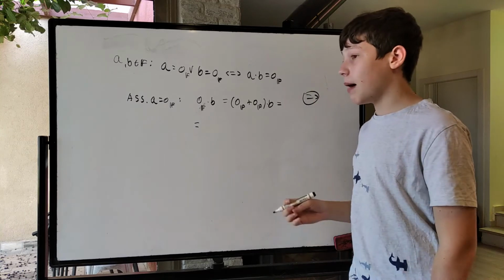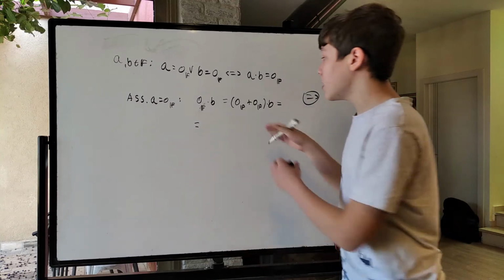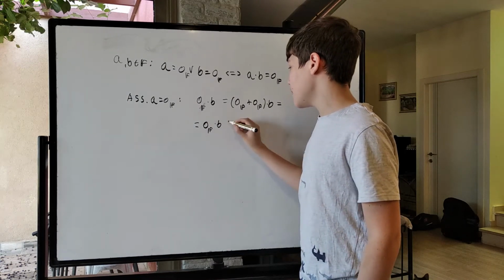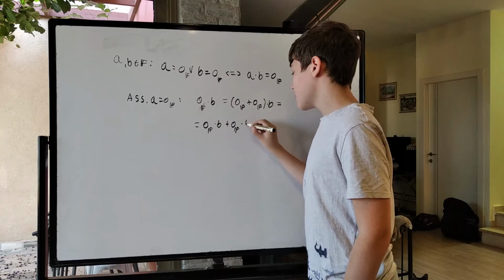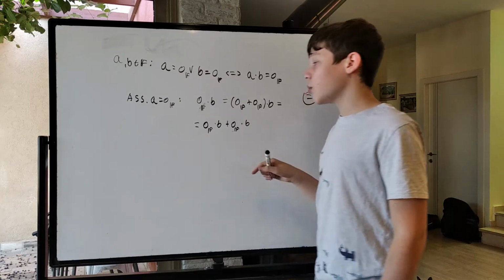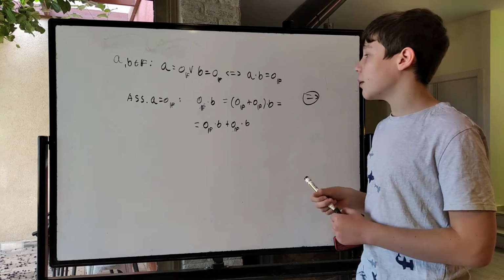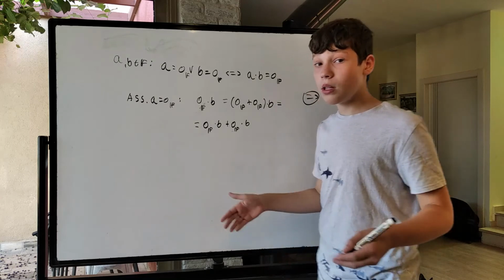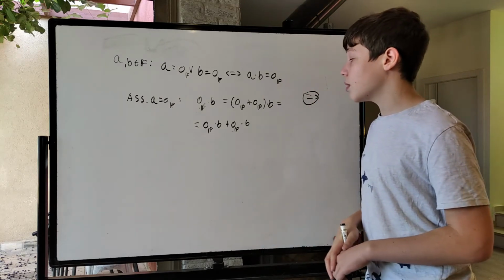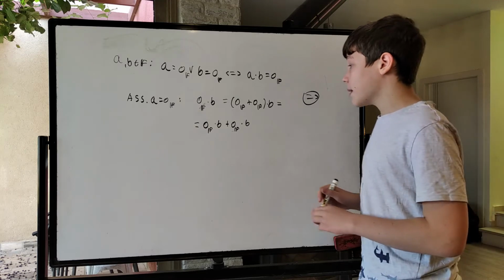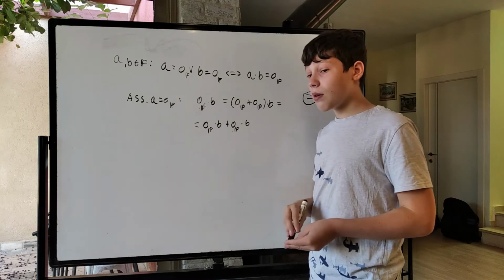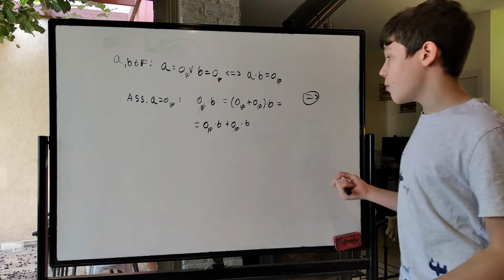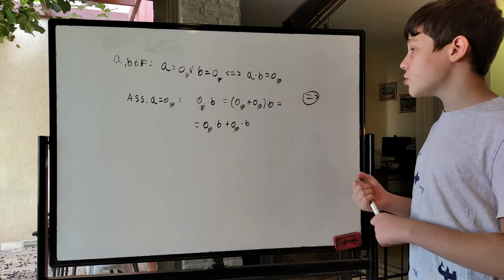Now, by distributivity, we can take this out to get 0 times b plus 0 times b. Now, this already looks close to done. I mean, all we have to do is subtract 0 times b from both sides, and we'll be golden. We'll get 0 times b is 0. But we need to be careful, because who told us there is a number that when you add it to 0 times b still gives you 0? Well, that is true, and here's why.